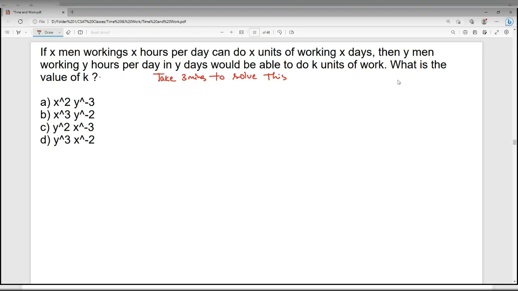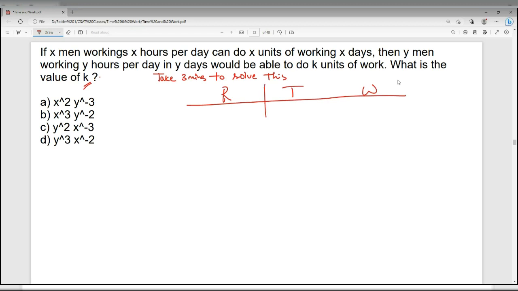If X men working X hours per day can do X units of work in X days, then Y men working Y hours per day in Y days would be able to do K units of work. What is the value of K? So they are asking you the value of K. Let us set up the chart here. We have rate, time, and work.